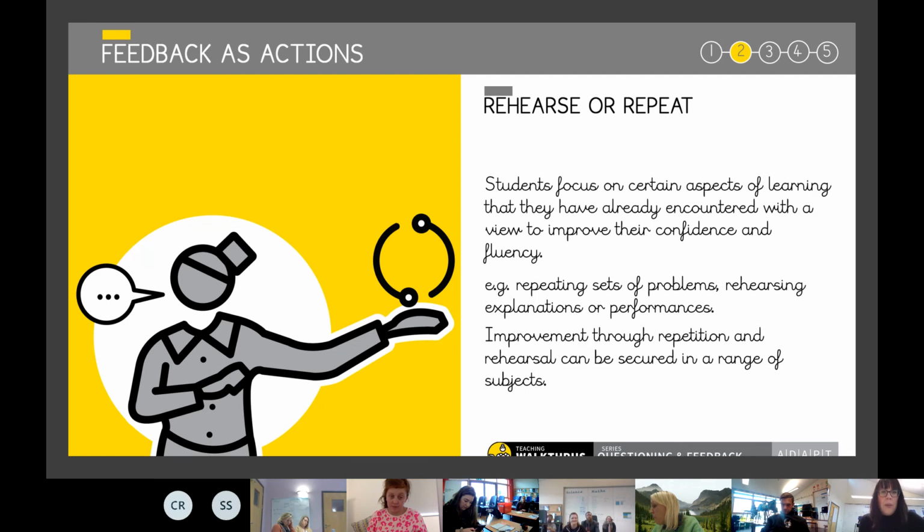Next part that we're moving on to is rehearsing or repeating. So students focus on certain aspects of learning that they've already encountered with a view to improve their confidence and fluency. An example would be repeating sets of problems, rehearsing explanations or performances, and this improvement can be done through repetition, and rehearsal can be secured in a range of subjects.